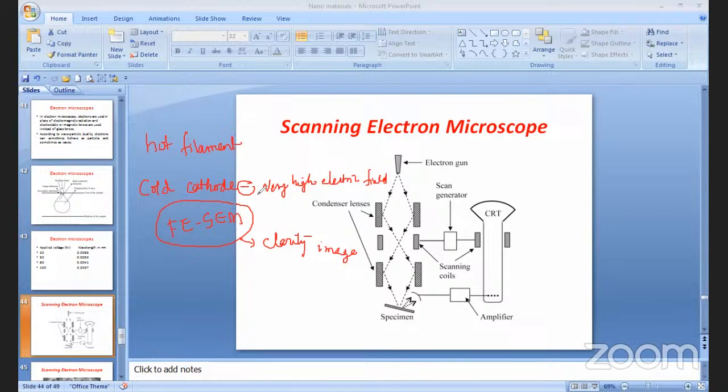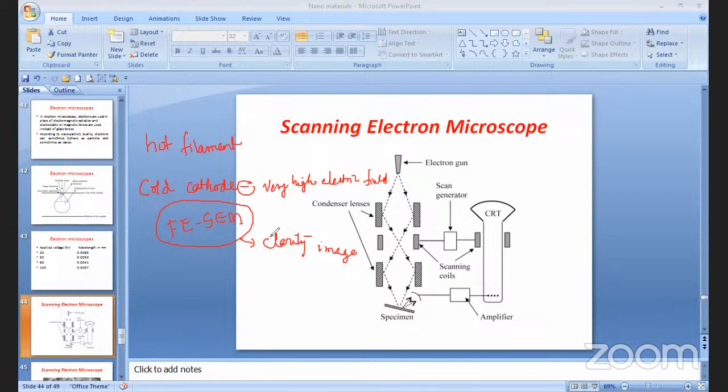However, such FE SEMs are less common than the hair filament SEM. So mostly we'll use hair filament SEMs only, and it's very less common to use these FE SEMs. Okay.